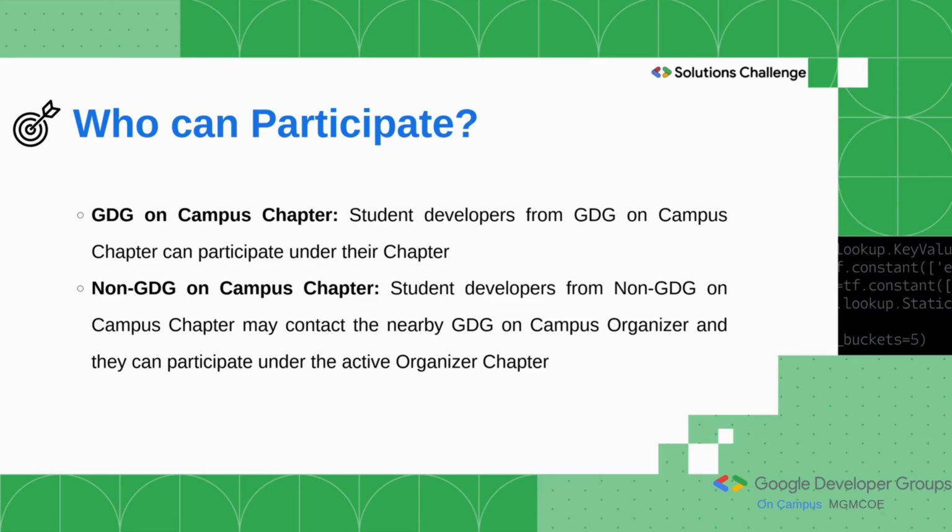As we have already discussed, only GDG campus chapter students can participate, but let's see in more depth. If in your college a GDG on-campus club exists, then you're eligible to participate under your chapter. But if in your college the GDG on-campus chapter doesn't exist, then you can contact the organizer of a nearby college and you can participate under their organizing chapter.